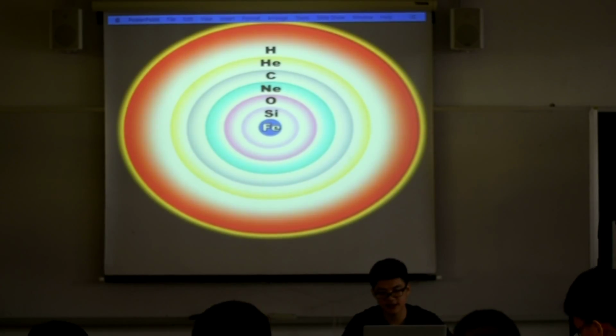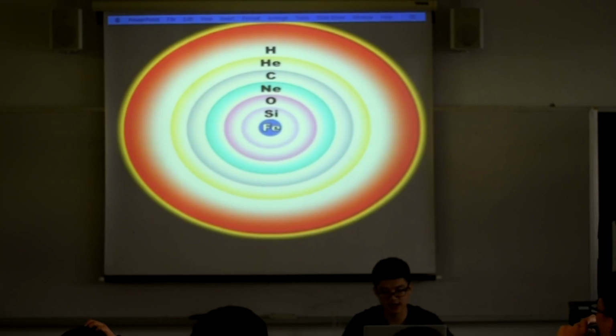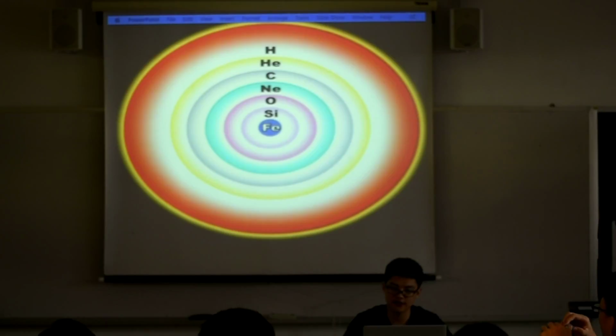So when the core of these stars eventually reaches 600 million Kelvin, the carbon will begin to fuse. When it reaches 1 billion Kelvin, carbon will fuse to produce oxygen, neon, and magnesium. Once the core gets hotter, oxygen will continue to fuse, which produces silicon. Then at 2 billion Kelvin, the silicon will produce iron.